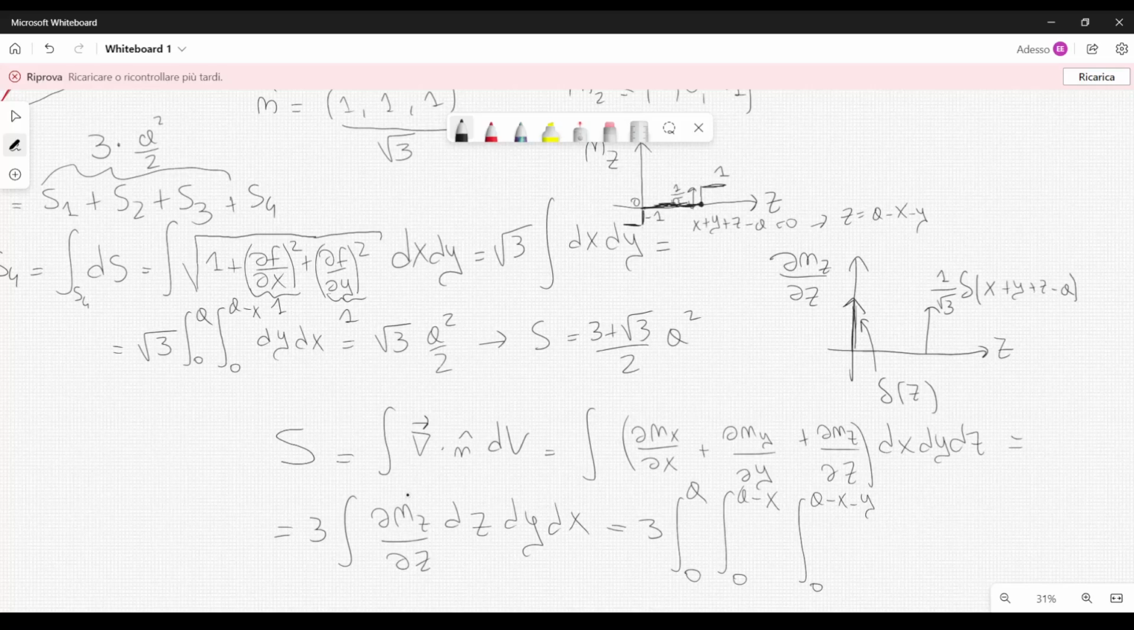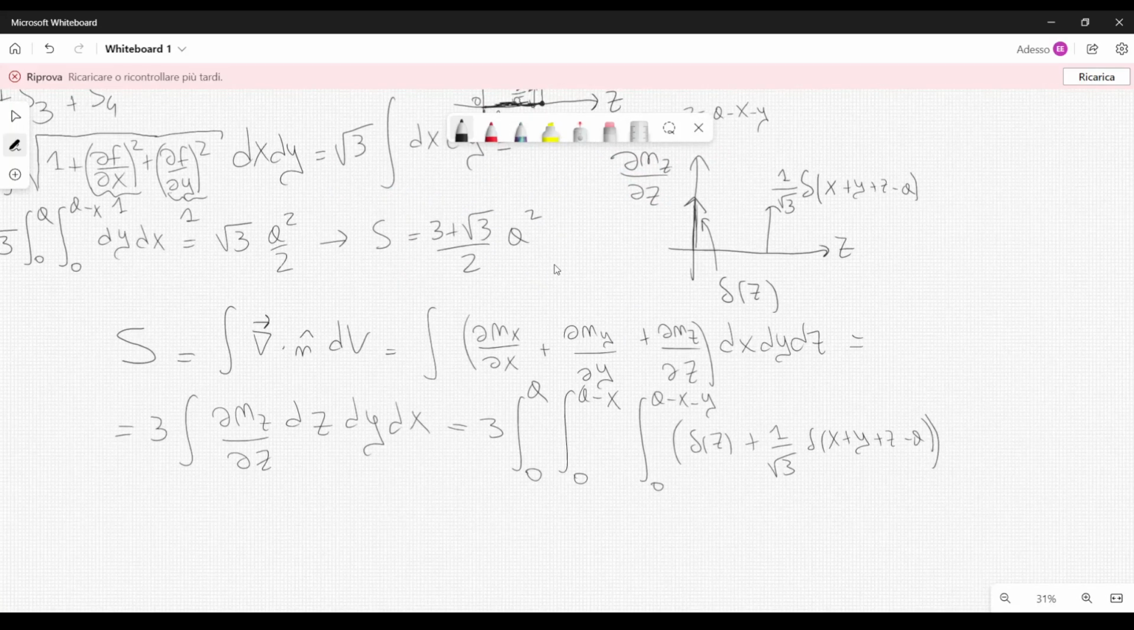But we will replace this function here, which is not really a function because it contains delta, with these two deltas, and we have to sum them. So we have delta of z plus 1 over square root of 3 delta of x plus y plus z minus a, and then we integrate over dz, dy, dx. So when we integrate over the two Dirac deltas, we are going to get 1.